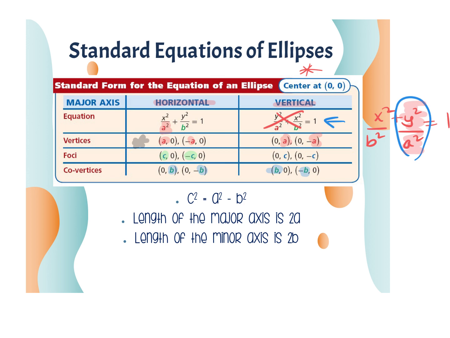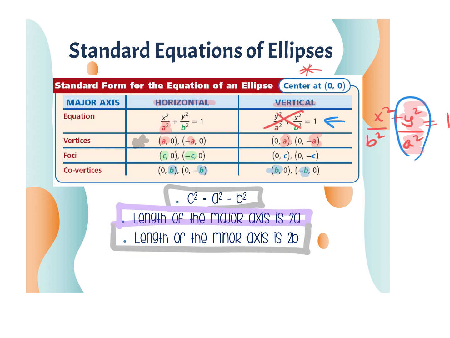We will need to use this formula to find our C value, because in the given equation, you're going to be given A squared and B squared, and then you'll have to calculate C. Now, we're also going to be using this information, that the length of the major axis is always equal to 2 times A, and the length of the minor axis is going to be 2 times B.